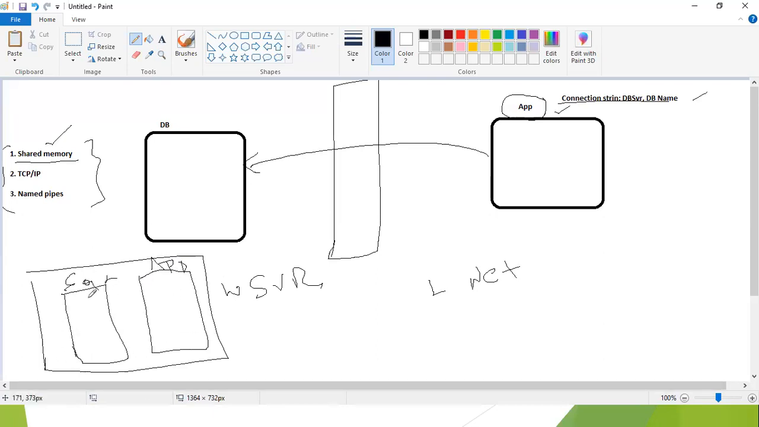Same location, same computer, same machine, which doesn't require any additional protocols to communicate with. If it is within the same server or computer, then the shared memory protocol is used to communicate.